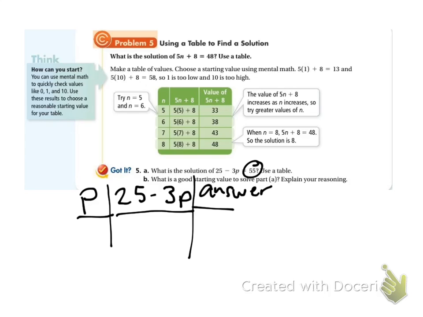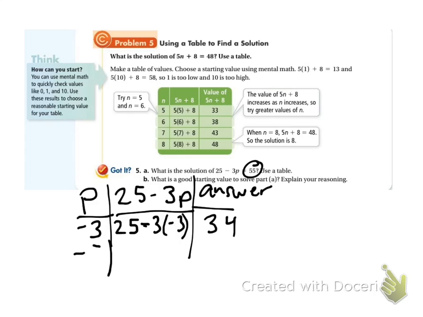If I look at this, I'm going to need to plug in a negative number, right? Because I need to add to 25. Why don't I try negative 3? 25 minus 3 times negative 3 is 25 plus 9, which is 34. Okay, I need to go bigger than that, which means I need a smaller negative number over here.